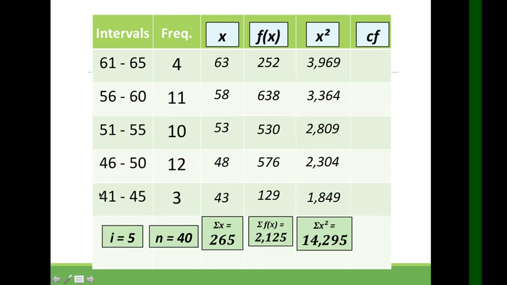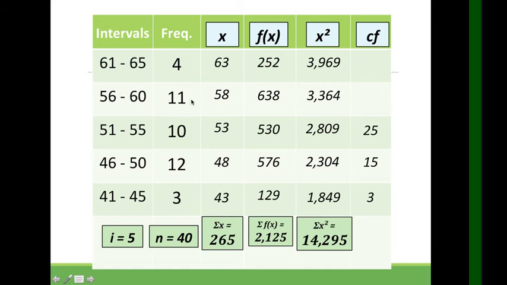So we will start with the lowest number here. Not this one, okay? This one, 41 to 45 is the lowest, not 61 to 65. So that is what we call the less than cumulative frequency. So we will write 3, the frequency 3, and then 3 plus 12 is 15. 15 plus 10 is 25.